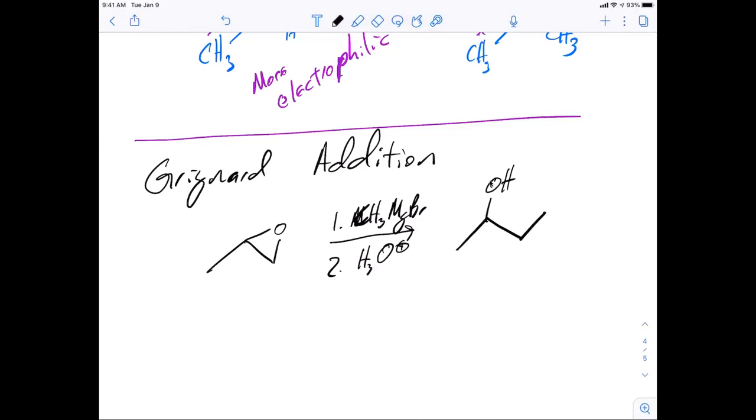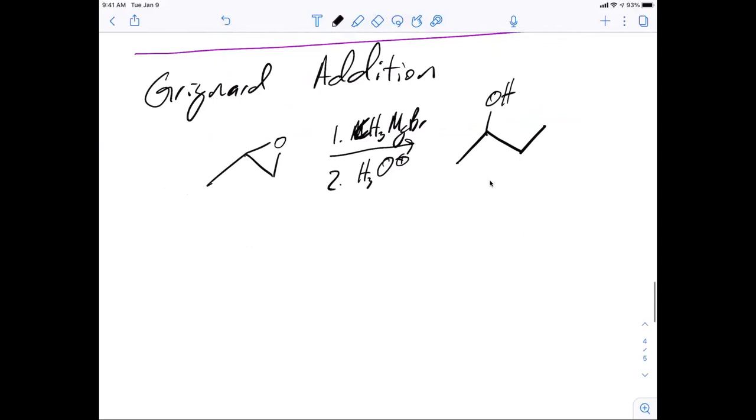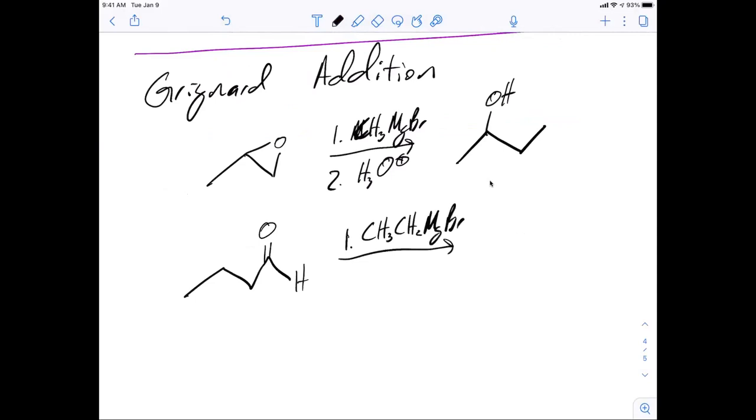The other place that Grignards are very useful is in carbon-carbon bond forming with carbonyls like aldehydes and ketones. So if I added CH3CH2MgBr Grignard, that's a nucleophile. Right, that's going to add two carbons to the group.